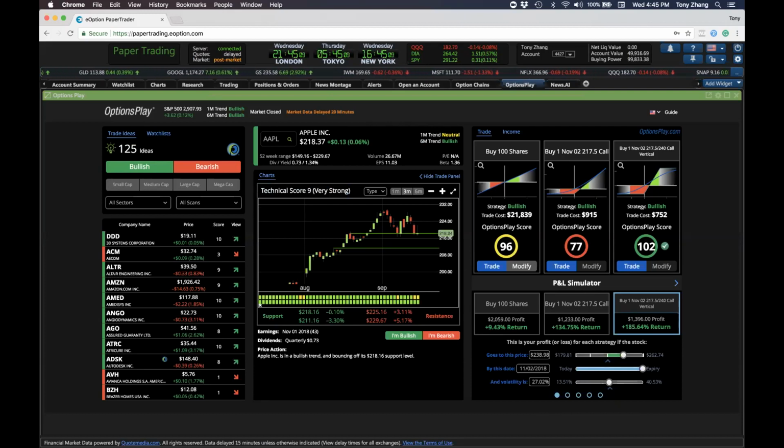So let's take a look at, if I'm bullish on Apple and I think this thing's going to make a quick move back up to maybe 230, which is near its all-time high, how do I actually take advantage of that? The stock's trading at 218 right now.